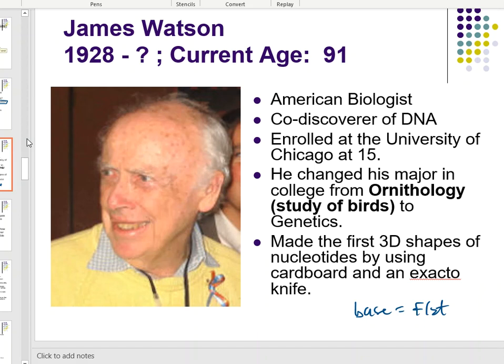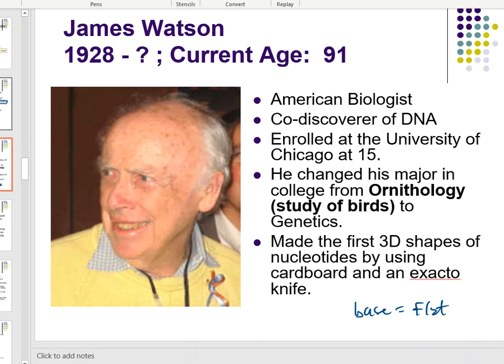He was not really a chemist by trade. He was a biologist. He changed his major from the study of birds, ornithology, to genetics because he took more of an interest in it. So if he did not change his major, just think about what could have happened here.